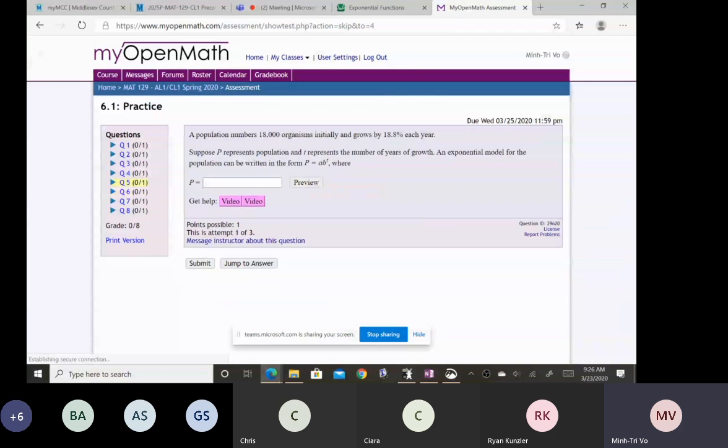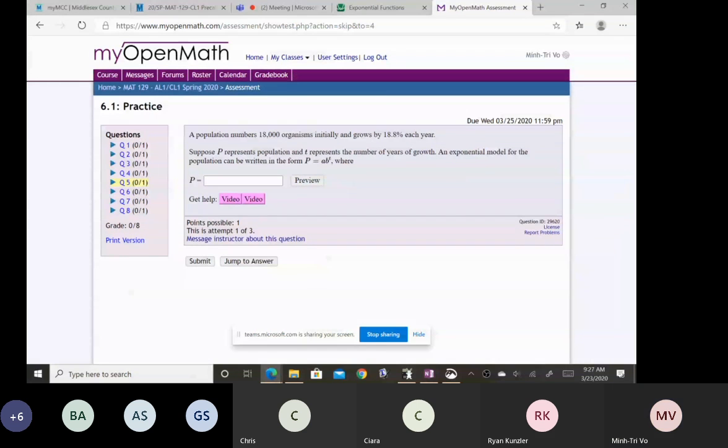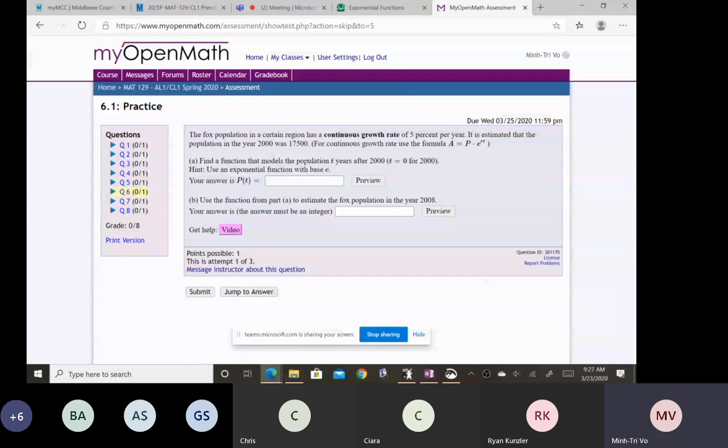That problem should be similar to this one. There's also question 6, which is kind of similar, but it says continuous growth rate, so you have to use the other formula instead of the compound interest formula, but it's kind of the same idea.